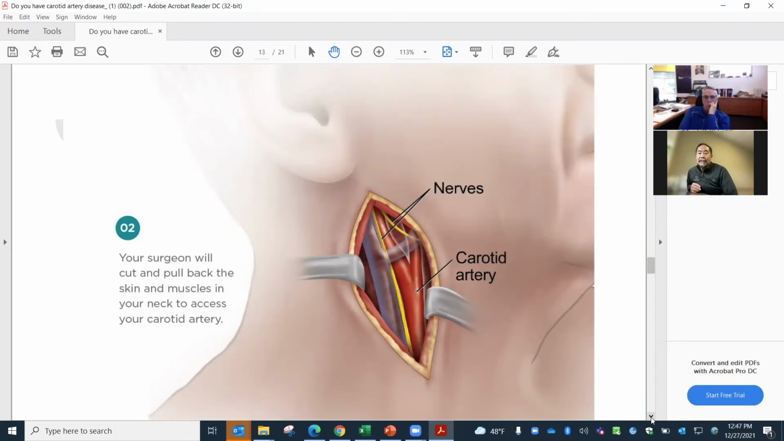And the tissue is opened up and the artery is exposed. Next to the artery there are vital organs. That yellow line right down the middle there, that's a nerve. That blue circular tubular structure is the jugular vein. And there are other nerves that run above and parallel to that artery. Those nerves have to be watched very carefully when we do the operation.